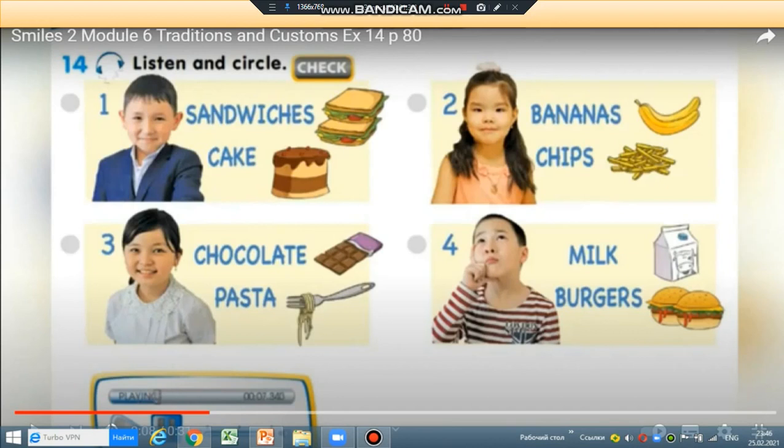Next exercise, it's a listening task. Look at exercise number 14 on page 80. You should circle the correct answer. Listen to the track carefully and choose the correct answer, please.